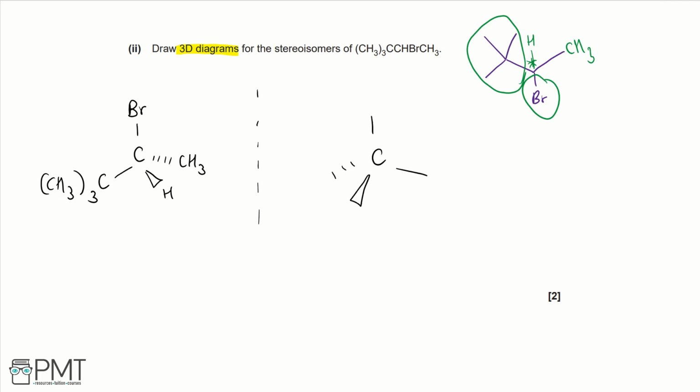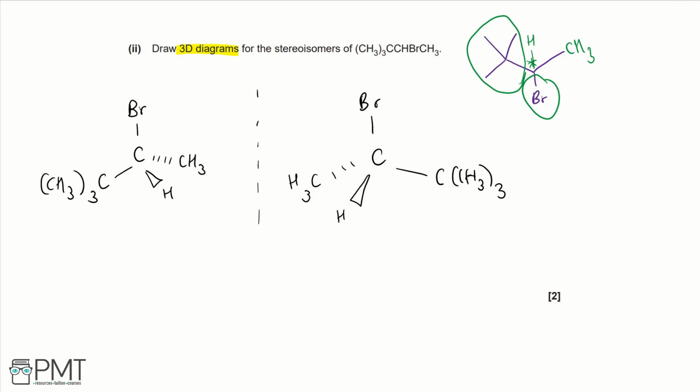So instead, our dashed and our solid wedge are going to be on the left. But we have the same groups attached, so we have the CH3, the hydrogen, the bromine, and then our CH3 also attached. So these are our 2 different stereoisomers for our compound that we've been given.